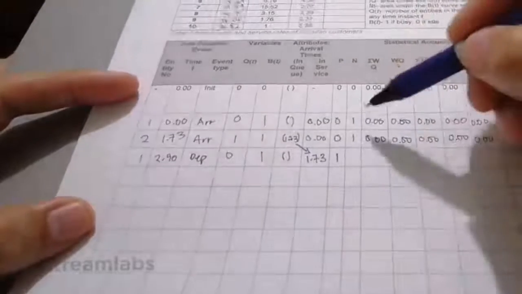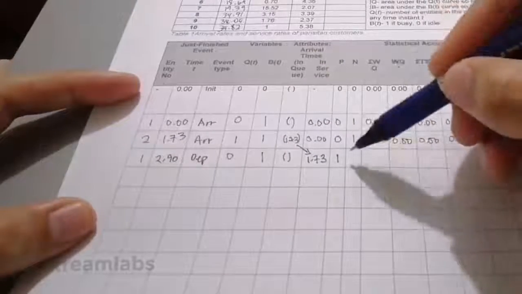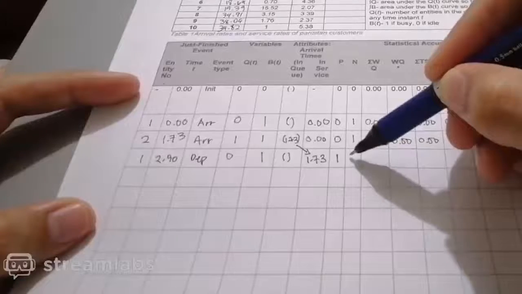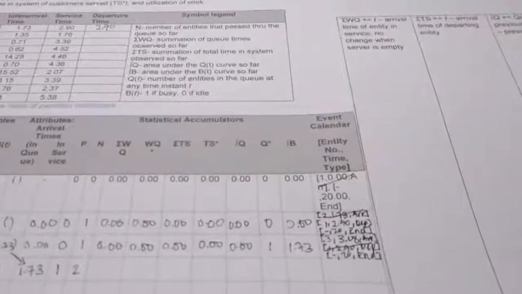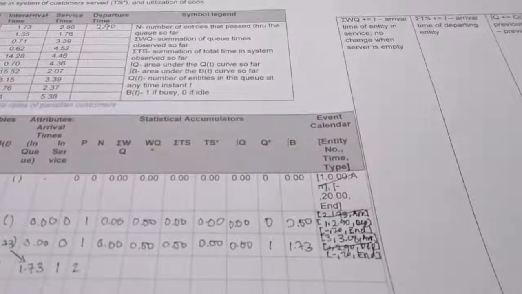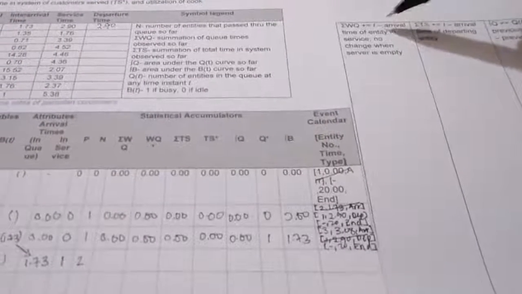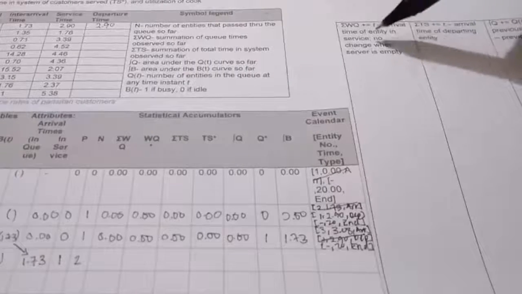So customer number 1, and then the number of entities that pass through the queue so far is 2 na. Okay? Then waiting time in queue summation. Let's compute now the waiting time in queue. So again, the summation of waiting time in queue is plus equals T minus arrival time of entity in service.